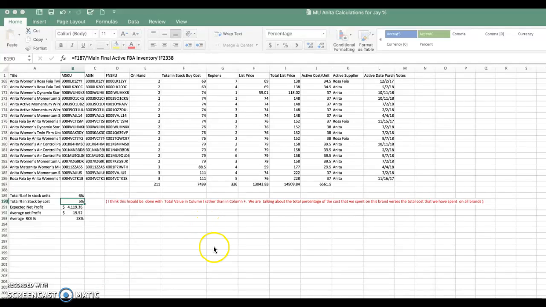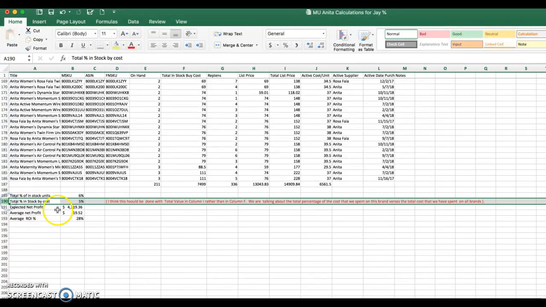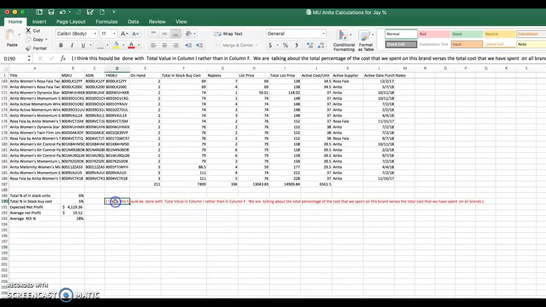Okay, so I'm reviewing your information here, and it appears to me that you did do it correct. You put on here, I think this should be done with the total value in column I. Now this is total percentage in stock buy cost. So this is our buy cost. And you say, I think this should be done with total value in column I rather than column F.